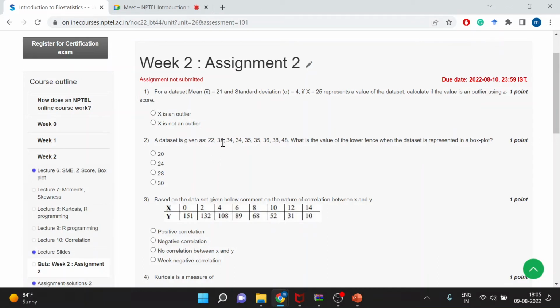You've been given a data point which is arranged fortunately in an ascending manner, and then you need to calculate what the lower fence is. So we'll do that step by step. You have a data set of 9 numbers, right? If you count 1, 2, 3, up to 9.